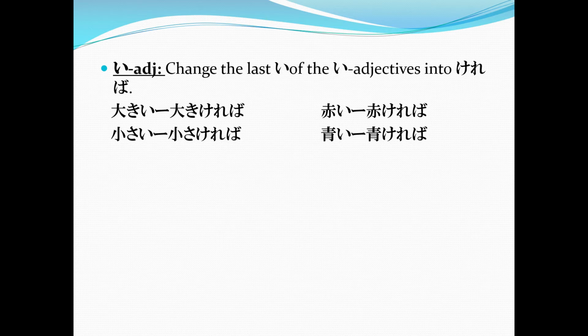Example, ooki, ookikereba. Again, ookikereba. That's the conditional form. Now, chiisai, chiisakereba. Again, chiisakereba. And then akai, red, akakereba. Then for aoi, blue, aokereba. Again, aokereba.